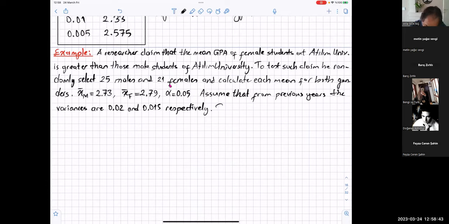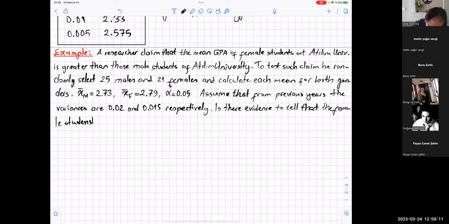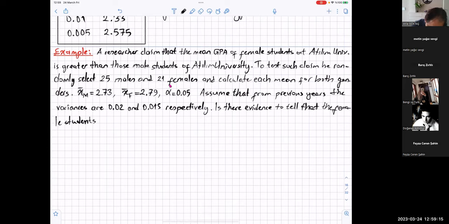Is there evidence? Okay, the question is, is there evidence to tell that the female students are more successful? That's the question. Or you can ask, is there evidence the male students are less successful?